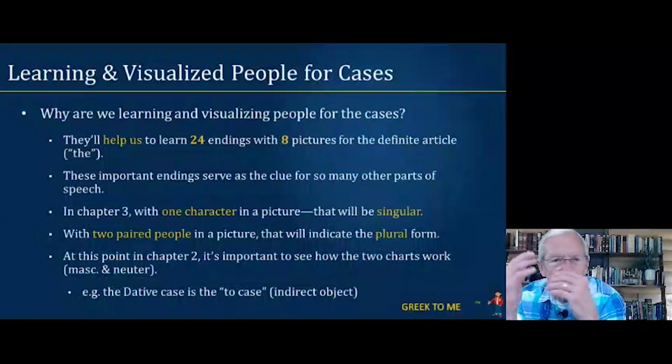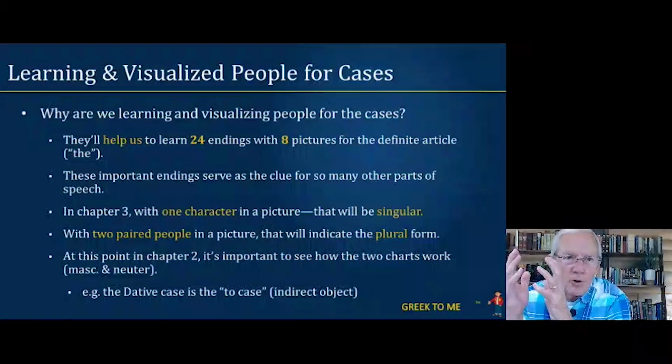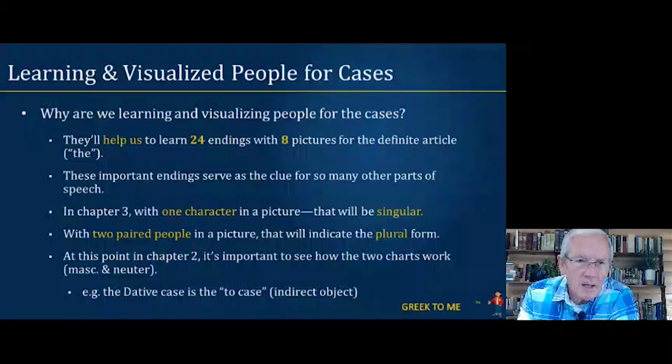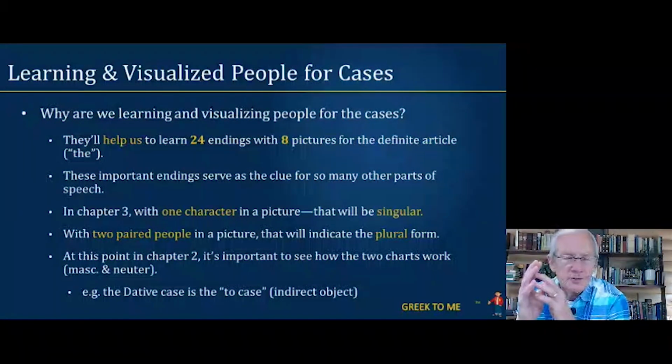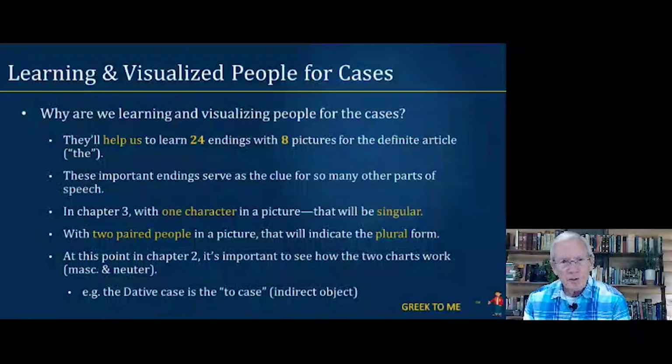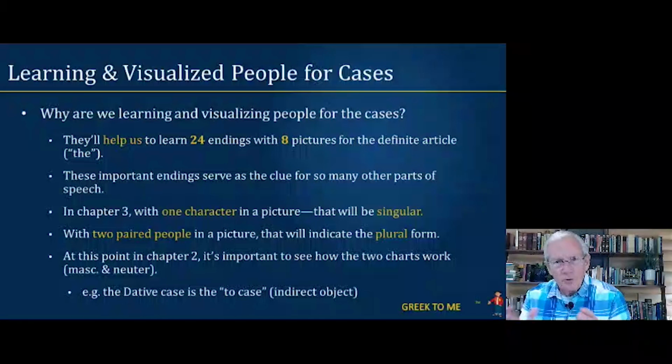Learning and visualizing people for cases. Why are we learning and visualizing some people for the cases? The answer is this. They will help us to learn 24 endings with 8 pictures for the definite article, the word the. And we'll see this in chapter 3. These important endings serve as the clue for so many other parts of speech.